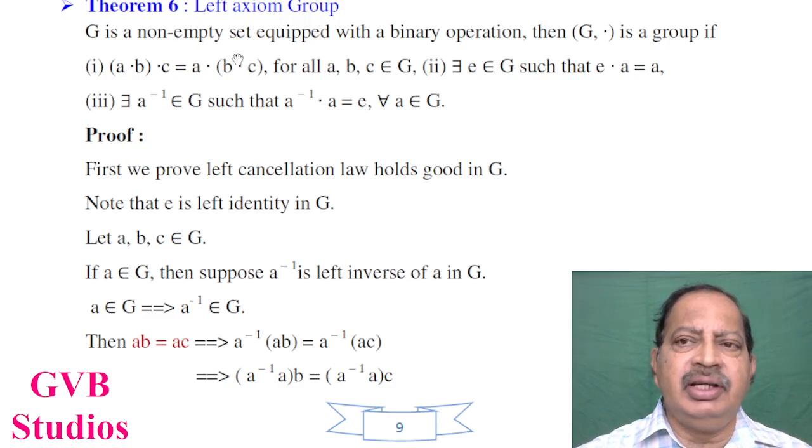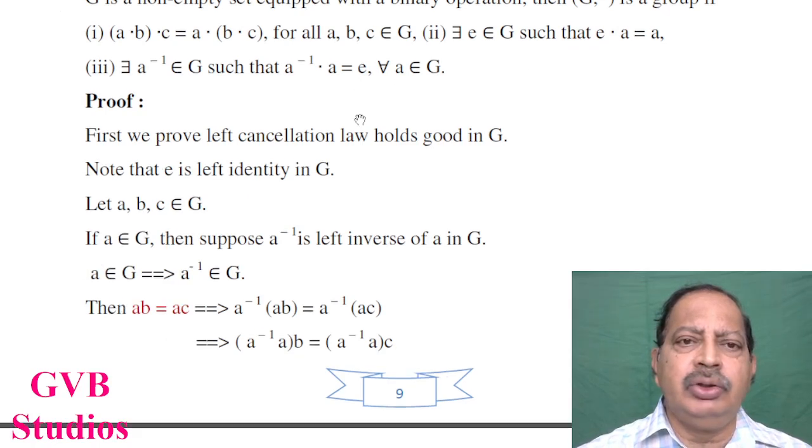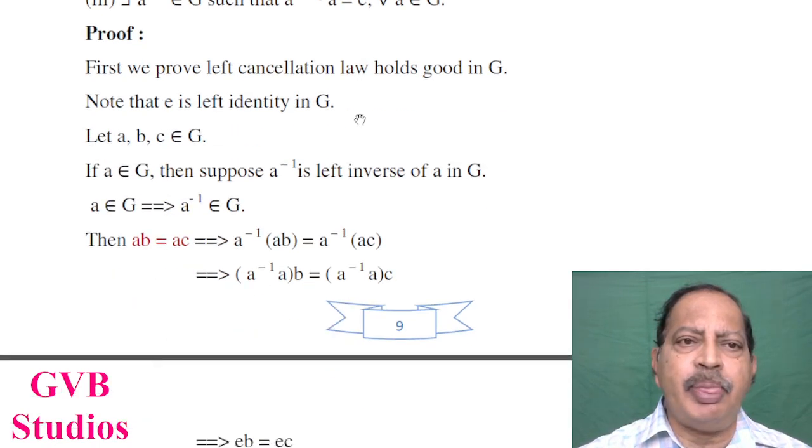Here it is given a semigroup. Condition 1 says that it is a semigroup, and left identity exists, left inverse exists, and we have to show that e works as right identity and a inverse works as right inverse. So we go to the proof of the theorem.